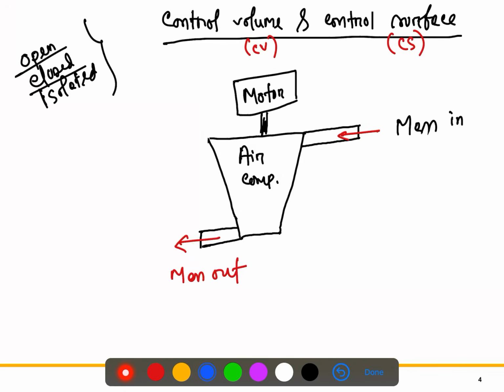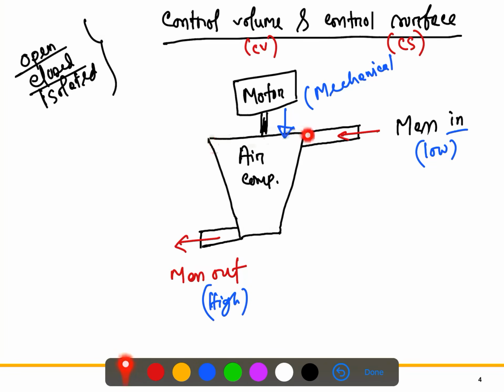And importantly, the mass will be at low pressure during the in, and it will be at high pressure when it goes out. That means once the air compressor compresses the air, the pressure will rise. We will run this system by using the motor, and this motor will supply some mechanical work. So the system will get mechanical work from the surroundings, right?